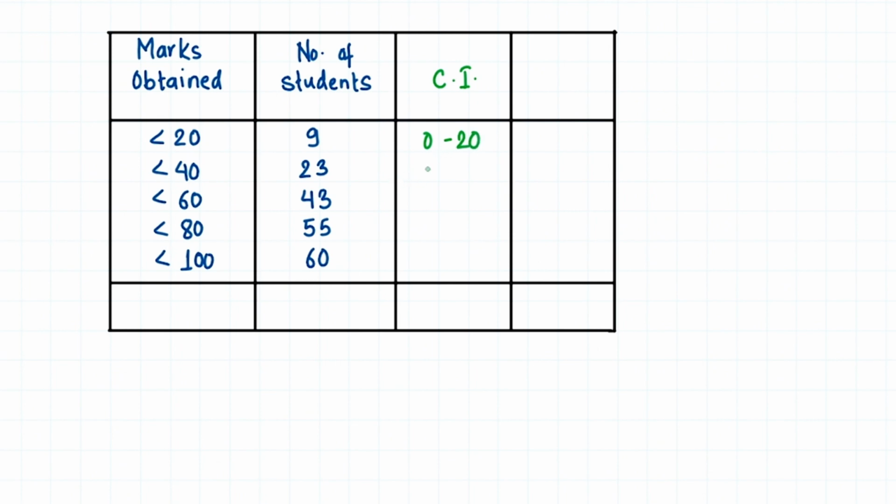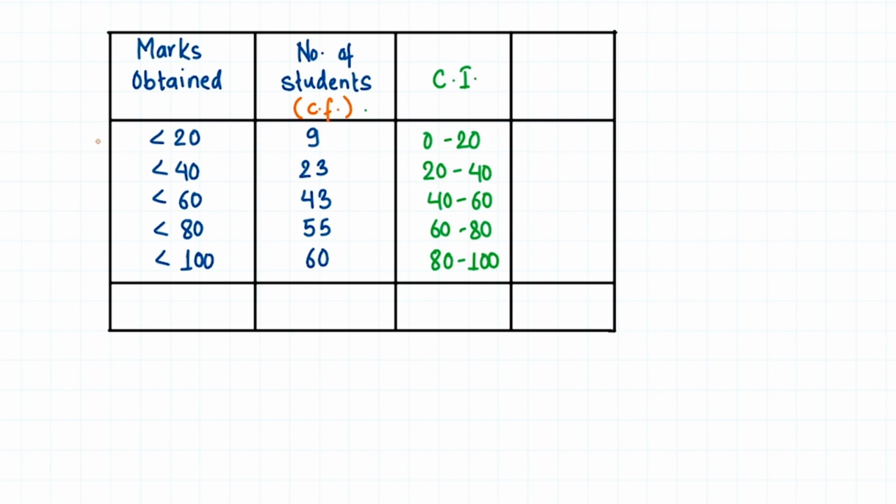For less than 40, we are just going to write 20 to 40, okay? Less than 40 will also include this 0 to 20, but for our classes, we are going to make the classes of 20 intervals, okay? So for less than 60, we have 40 to 60. Similarly, we have 60 to 80, and then we have 80 to 100. Now, this number of students is actually our cumulative frequency, okay?